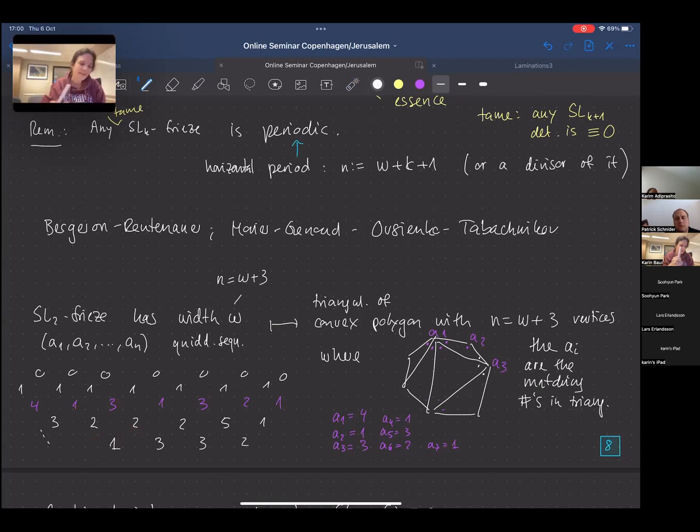Okay, so that's essentially the proof, or that's how you can see that SL2 frieze patterns correspond to triangulations of convex polygons. And the first row is given by these matching numbers. You can also compute the second row in terms of matching numbers, but then you have to look at matchings for two successive vertices. This geometric interpretation with matching numbers then was extended by Broline, Crowe, and Isaacs in the 80s.